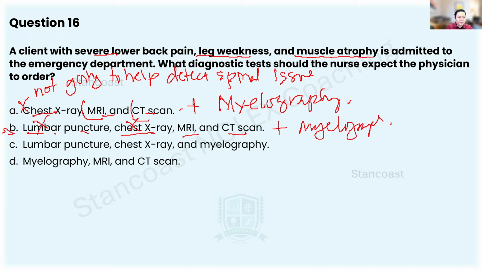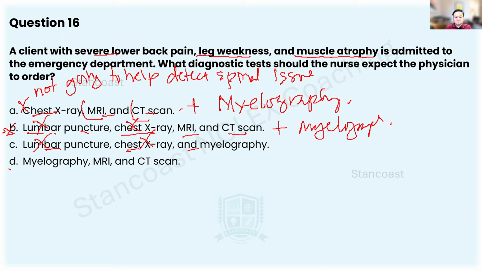What about letter C? Lumbar puncture, chest x-ray, and myelography. Again, there's the lumbar puncture and the chest x-ray, which will not help in the diagnosis. Removing that as well. We are done here with letter D. Myelography, MRI, CT scan. That is the correct answer.